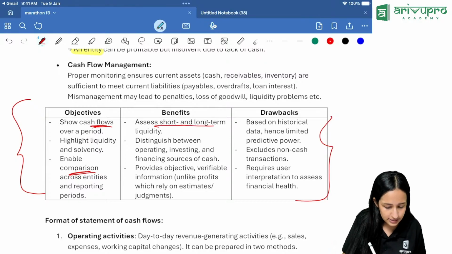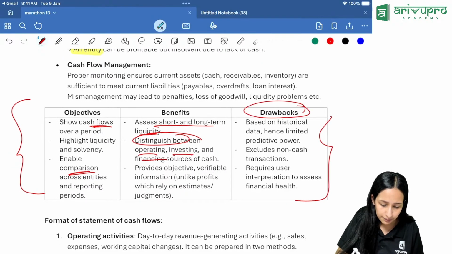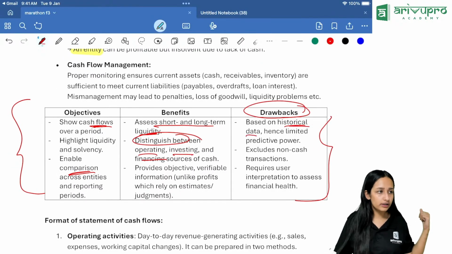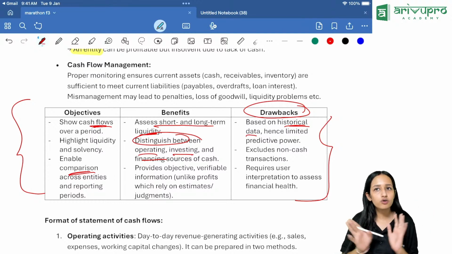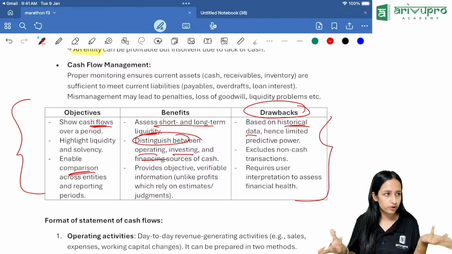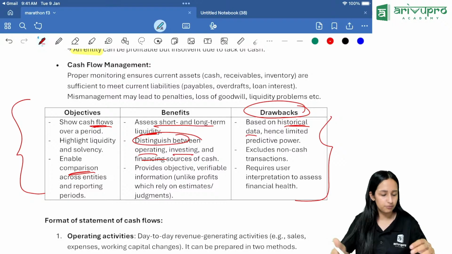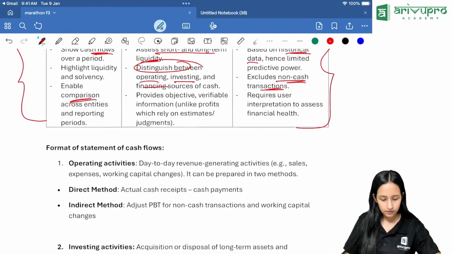Benefits are that you can assess how much liquidity we have. We can distinguish between operating, investing, and financing. These are the three cash flows: operating activities, investing activities, and financing activities. Coming to drawbacks, it deals with historical data. That's why it's not forward looking. It is of limited use. You'll have the previous historical information, but what are you going to do about it? You cannot do anything. You need forward looking information. It excludes non-cash transactions.